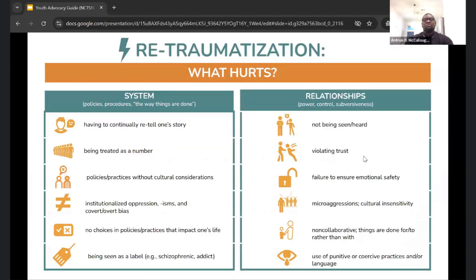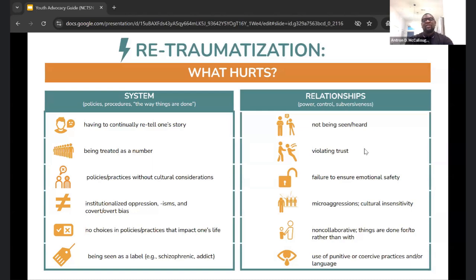Traditional advocacy approaches may inadvertently re-traumatize individuals by failing to recognize and accommodate their trauma histories. Trauma-informed advocacy minimizes this risk by creating a safe and supportive environment that respects individuals' experiences and their needs. So when looking at re-traumatization, what hurts? What can we do between the system and relationships?